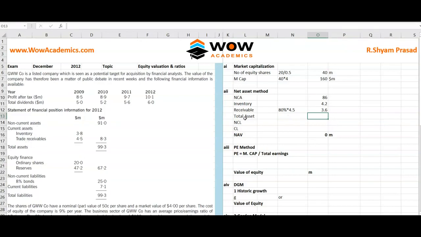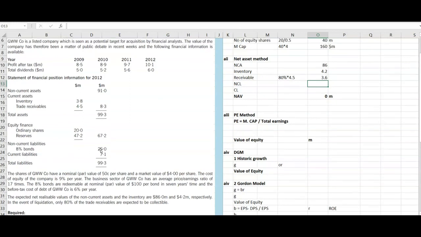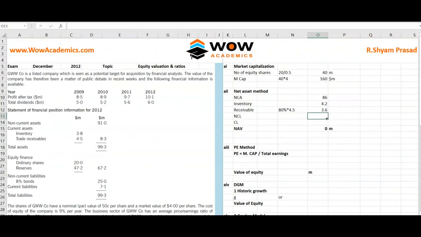If we want, we can keep it, or we can also delete it if we don't want. So the non-current liability will be 25 and the current liability will be 7.1. So we can take those numbers. Current liability is 25, so we'll take it as a negative number, and this will be 7.1. That will be in dollars amount. So the NAV method gives $61.7 million.